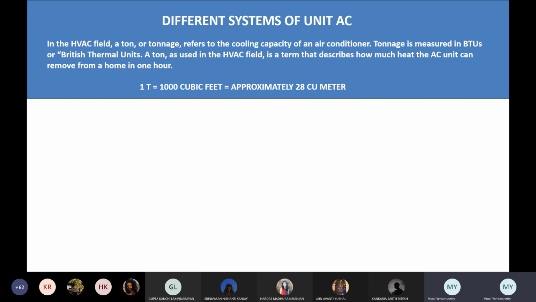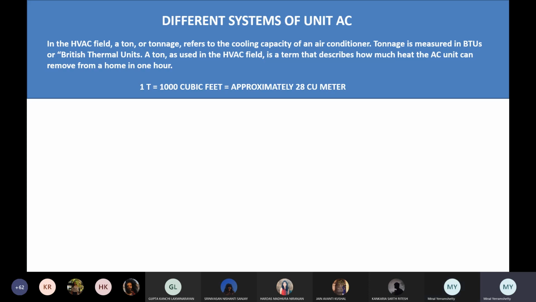And that's why mostly in our bedrooms we will have 1 ton. We won't go for 1.5 unless your bedroom is on a larger area, like 4 meter by 5 meter, a big bedroom, then you go for 1.5. That's how it is measured.